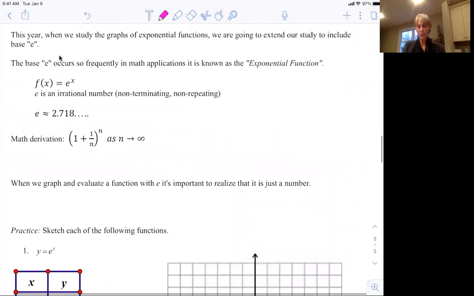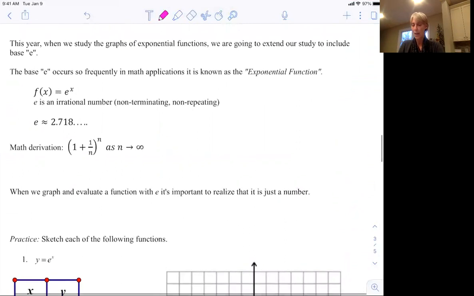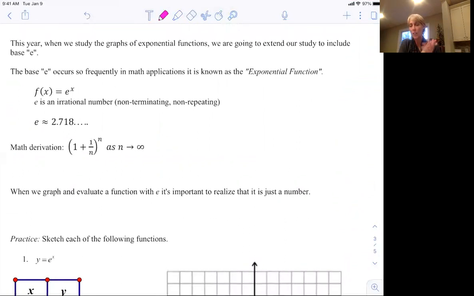Okay. So that was a little review about stuff you should already know. This year, when we study the graph of exponential functions, we're going to really start to focus on what we call using base e. And base e occurs so frequently in math applications that it is known as the exponential function. So something can be an exponential function, but when we say the exponential function, we're talking about f of x equals e to the x. And I want to remind you, because you have seen e before, e is an irrational number, non-terminating, non-repeating. It's 2.718, and it just goes on and on forever.